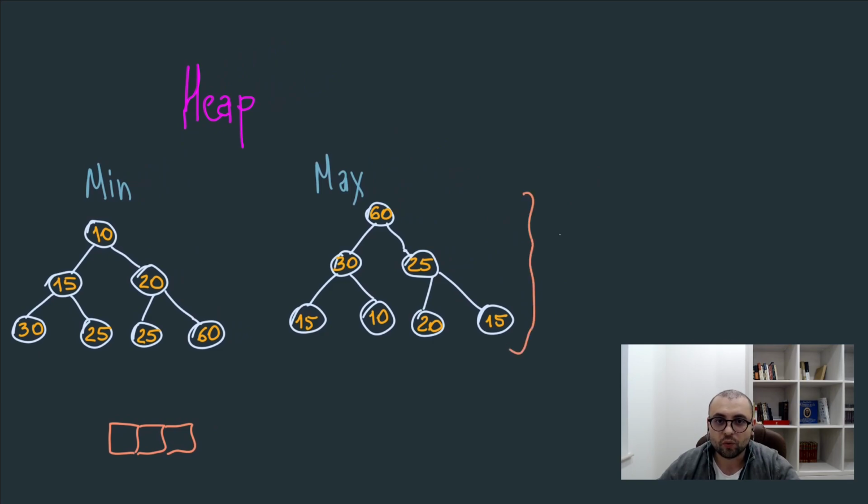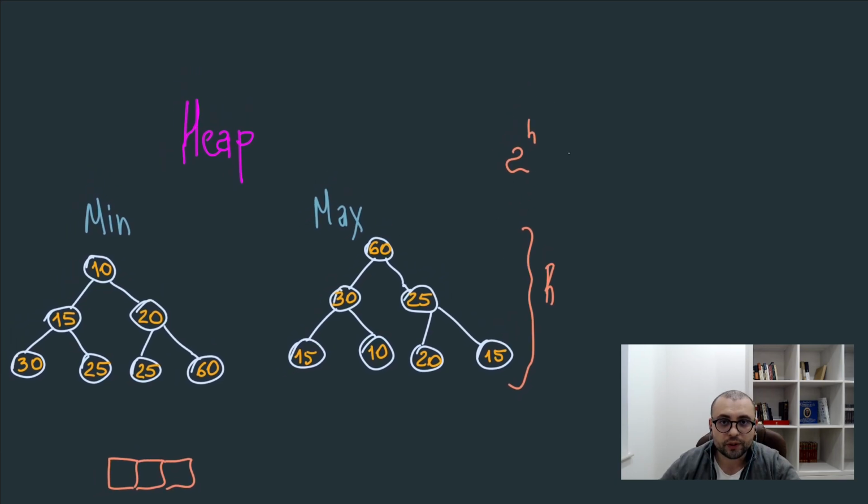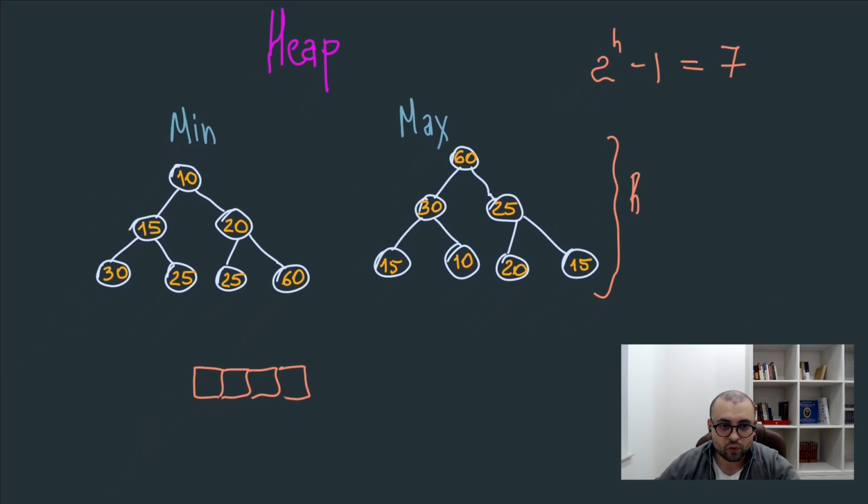Usually for all binary trees, you'll need to find out the height of the tree. Then the maximum number of elements for a height will be given by the following formula: 2^h minus 1. In our case, we have h equals 3 because we have 3 levels. So we have 7 elements maximum. So let's draw 7 boxes.